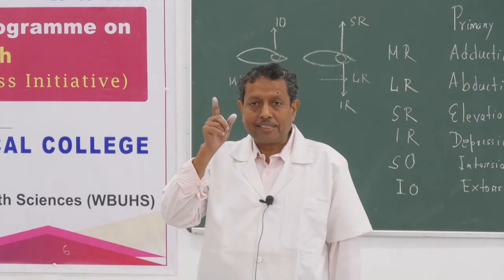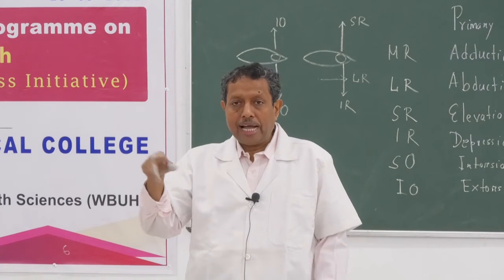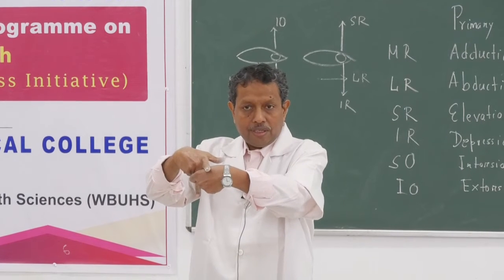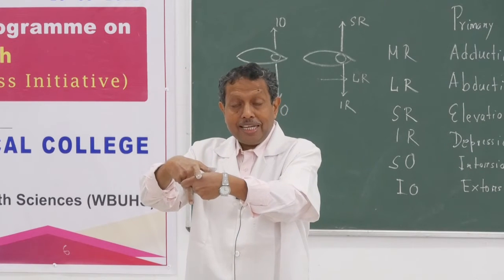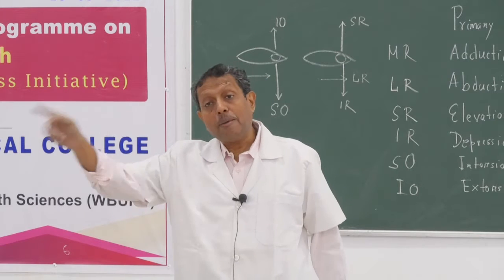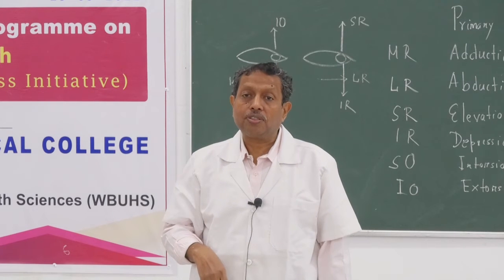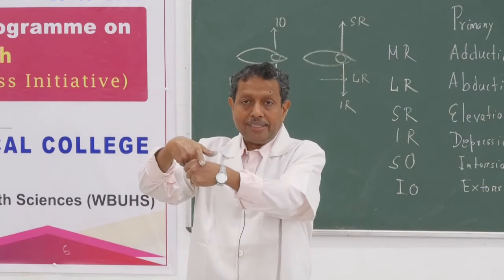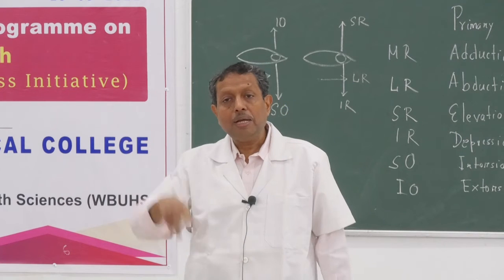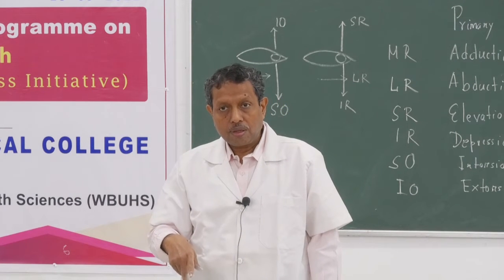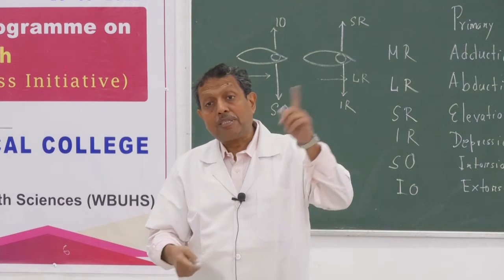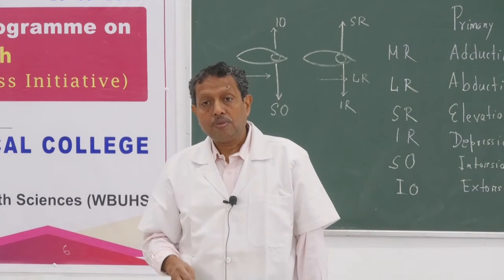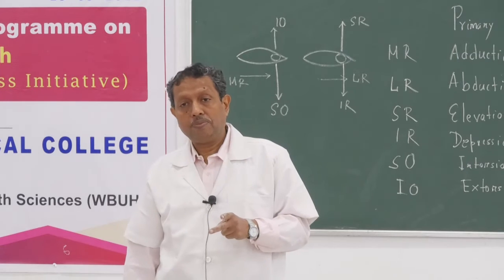Like the lateral rectus, it is pulling the eye in this axis towards the ear. So in lateral rectus paralysis, the image will be formed on the temporal side of the point of fixation. If it is the right eye, it is on the right side of the point of fixation. Or if it is the left eye, it is on the left side of the point of fixation. In the same direction, two images are formed.